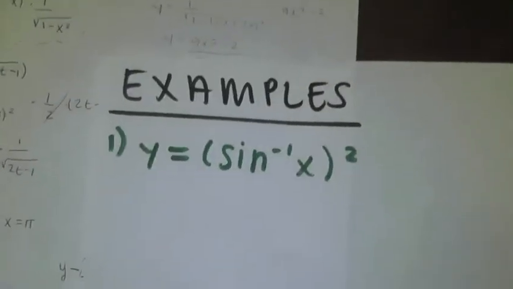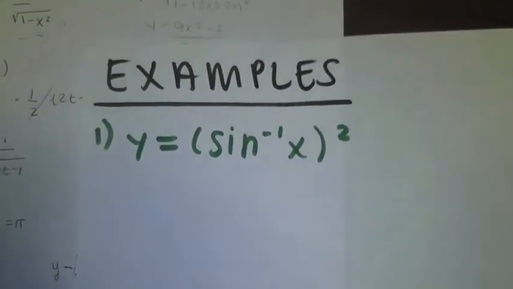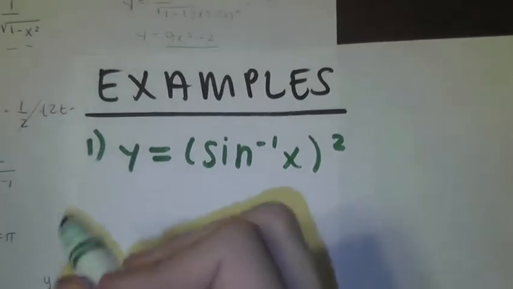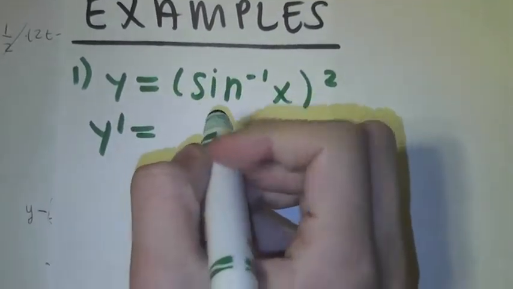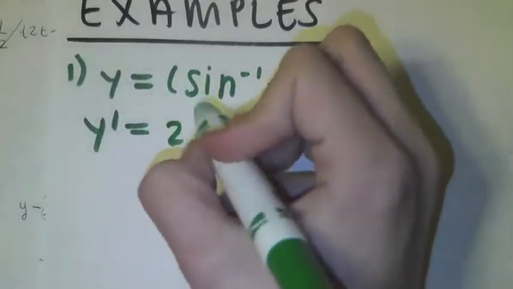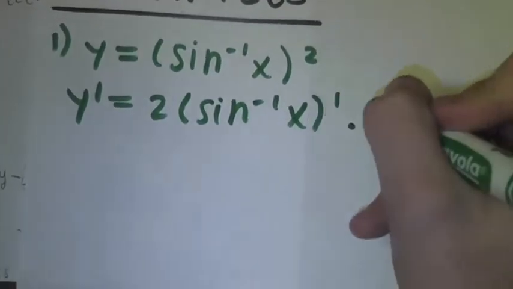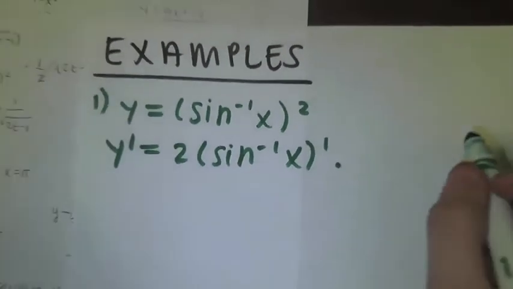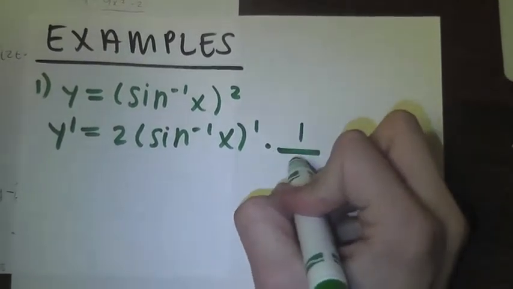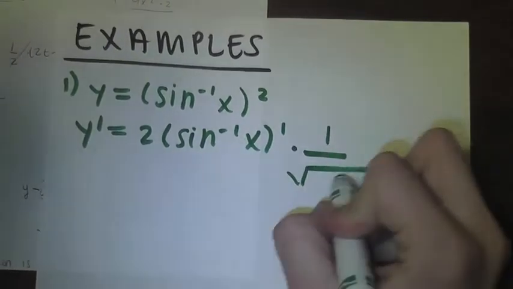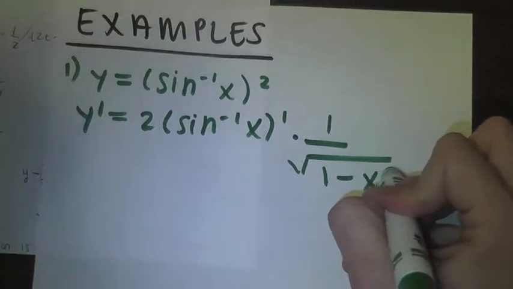Now that we know the derivatives of inverse trig functions, we can evaluate the equation y equals the inverse sine of x, squared. So first, we use chain rule to make the y prime. So we bring down 2 and leave the inner function alone. So sine inverse x to the first. And then we take the derivative of the inner function, and we know that the derivative of inverse sine is 1 over the square root of 1 minus x squared. And in this case, x in the function is x.